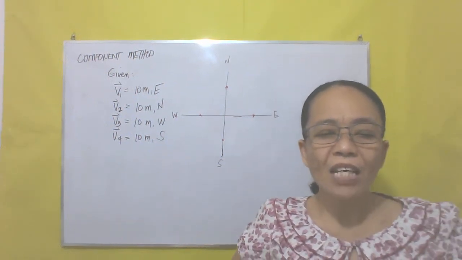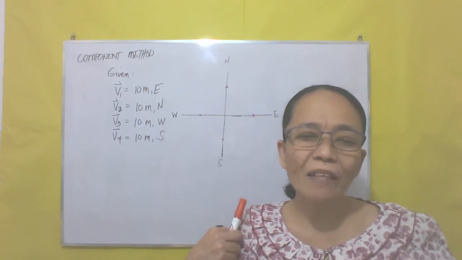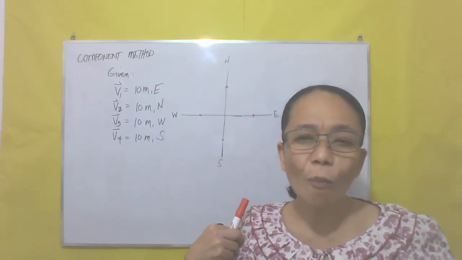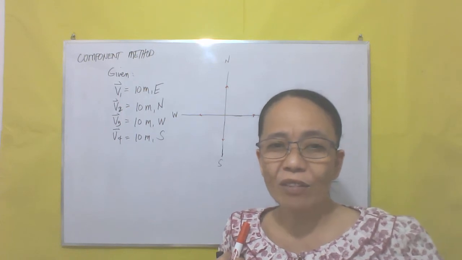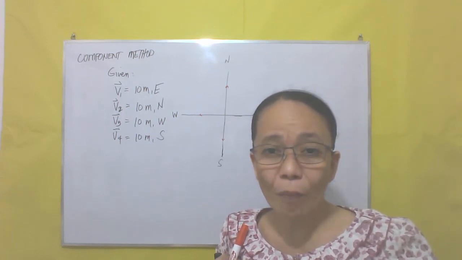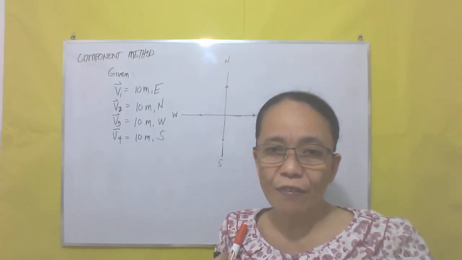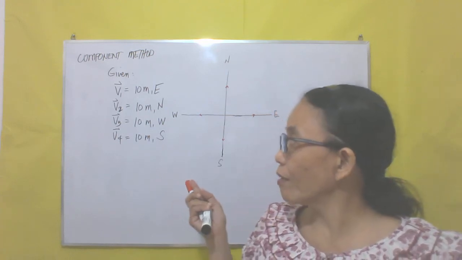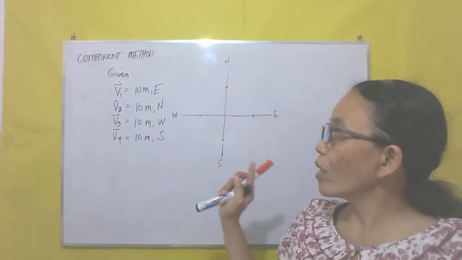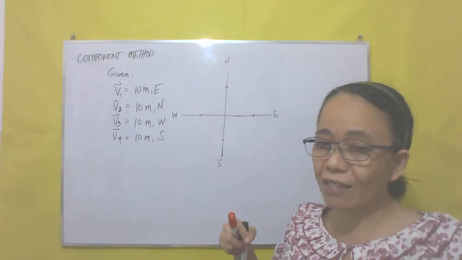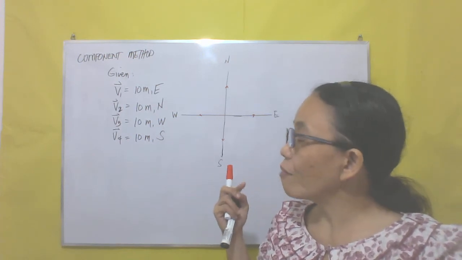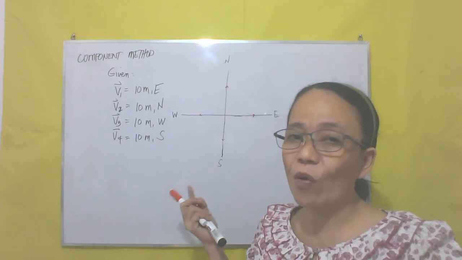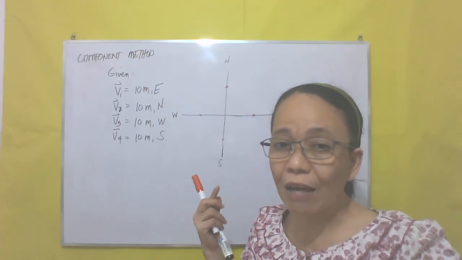Good morning. So this time, finding the resultant vector using the component method. When we say component method, we're going to find the x and y components of the given vector. Suppose we have velocities v1, which is equal to 10 meters east, v2, 10 meters north, v3, 10 meters west, and v4, 10 meters south.